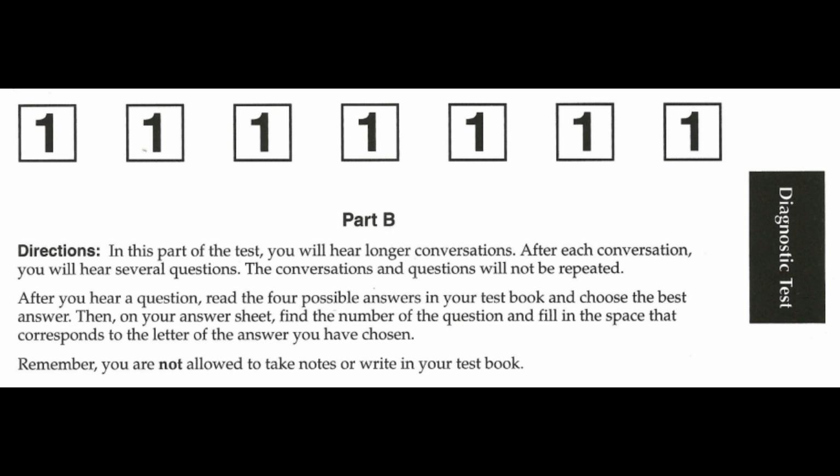After you hear a question, read the 4 possible answers in your test book and choose the best answer. Then, on your answer sheet, find the number of the question and fill in the space that corresponds to the letter of the answer you have chosen. Remember, you are not allowed to take notes or write in your test book. Go on to Part B.